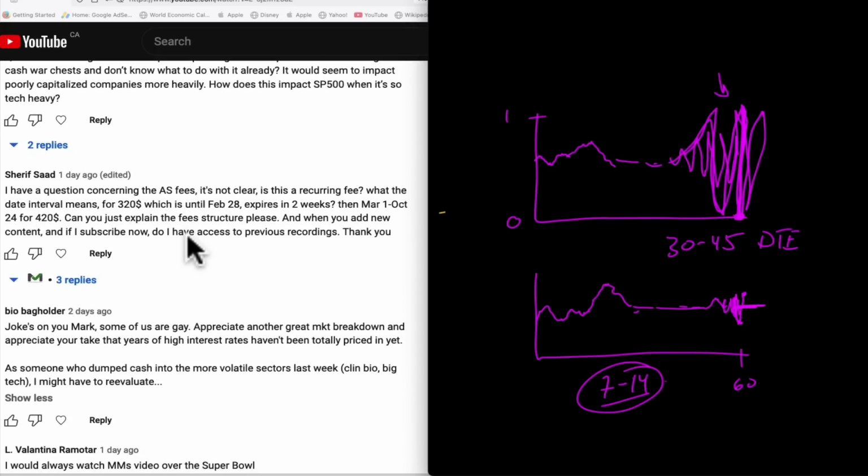I have a question concerning the AS fees. It's not clear. Is this a recurring fee or the applied series? No, it is not a recurring fee. I did answer that. What the data interval means for 320, which is until February 28th.